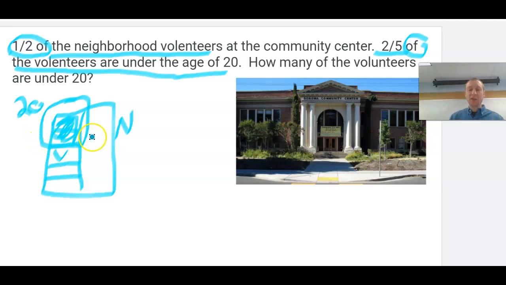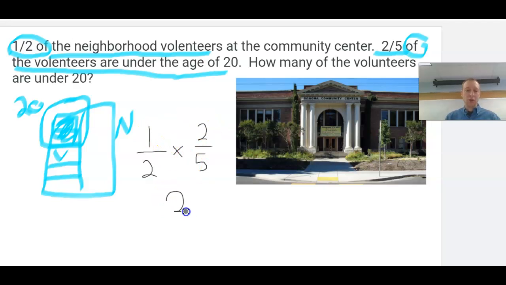So we're going to take a piece of a piece, right? Half of the neighborhood volunteers. Part of those volunteers are under 20. How many are under 20? So this is another multiplication question, but instead of doing something repeated, we're taking a part of a part. So half of the neighborhood volunteers, and then 2/5 of the half are under 20. How many volunteers are under 20? So let's figure it out.